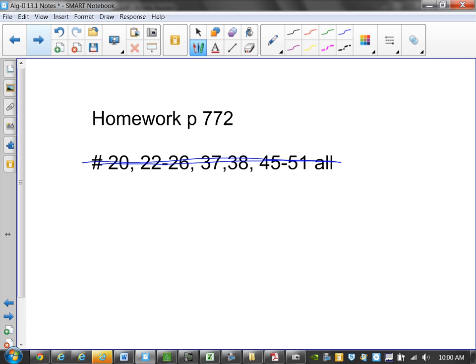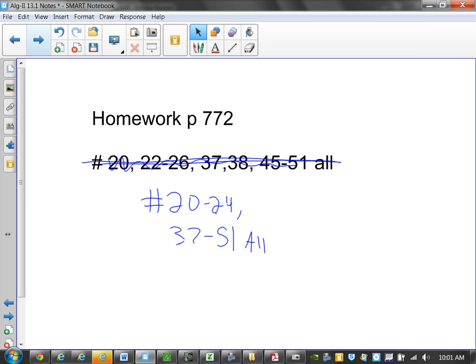So we're doing, I'll give you some problems now. Like I said, this first section is all review. I'll give you guys a little bit of time just to go ahead and ask questions, work on it at your own pace here. Let's do numbers 20 through 24 even, and 37 through 51 even. Go ahead and get started on that now, guys.